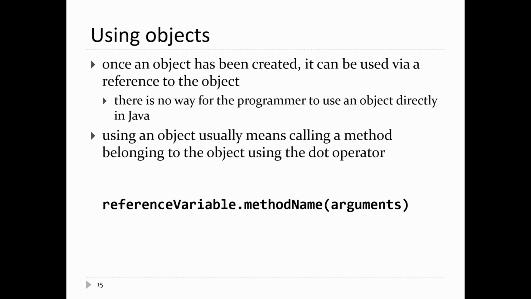So using an object, whenever you need to use an object, almost always you end up calling a method belonging to the object, right? And to do that, you use the dot.